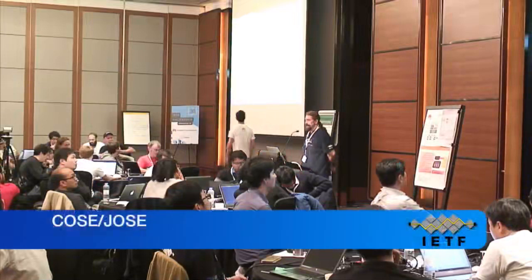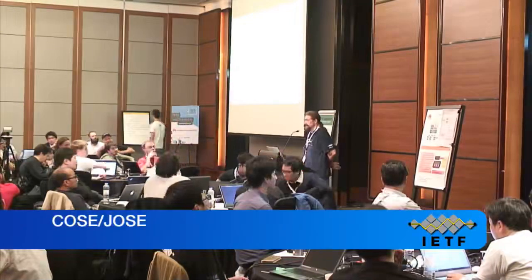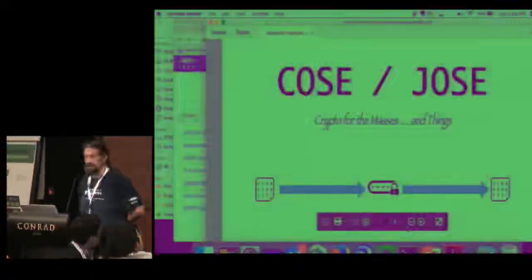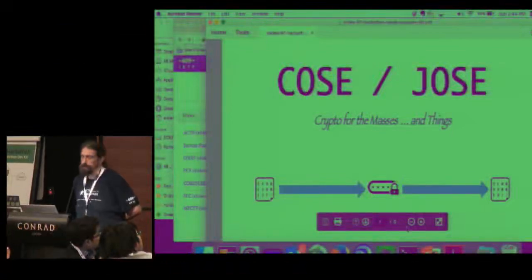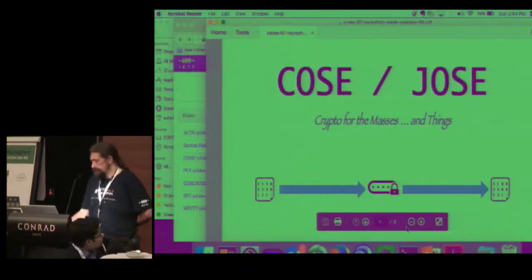Hello, I'm Matt Miller. Jim Schaad and I came here to work a little bit on JOSE and COSE. JOSE stands for JavaScript Object Signing and Encryption. It's an enveloping format for protecting content that's supposed to be a little more web friendly. COSE is CBOR Object Signing and Encryption. This is an enveloping format for protecting data that should be friendly for IoT devices.